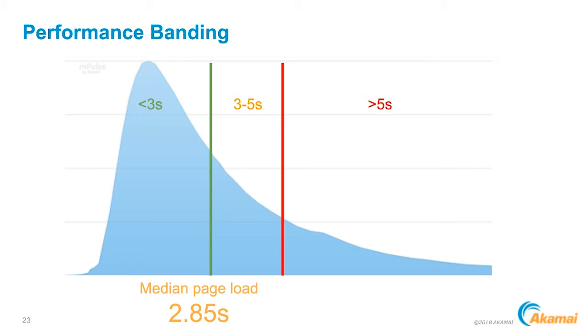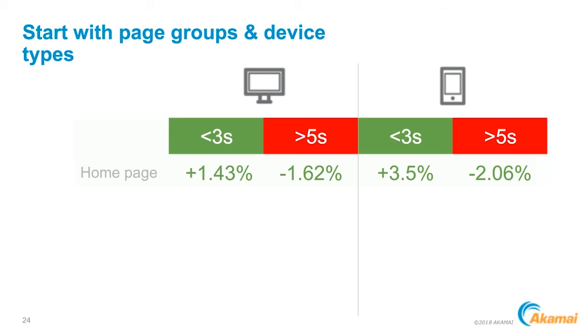Okay, great. So let's apply this banding then to the pages and the device types that we were looking at before. First thing we see on the homepage is pretty positive results, especially on mobile. We see 3.5% more users getting a good performance, and we see 2% less users getting a bad performance. So this kind of reflects what we were seeing in the median as well. Yeah, we're shifting people from the long tail, the poor experience, and shifting them into our good experience band.